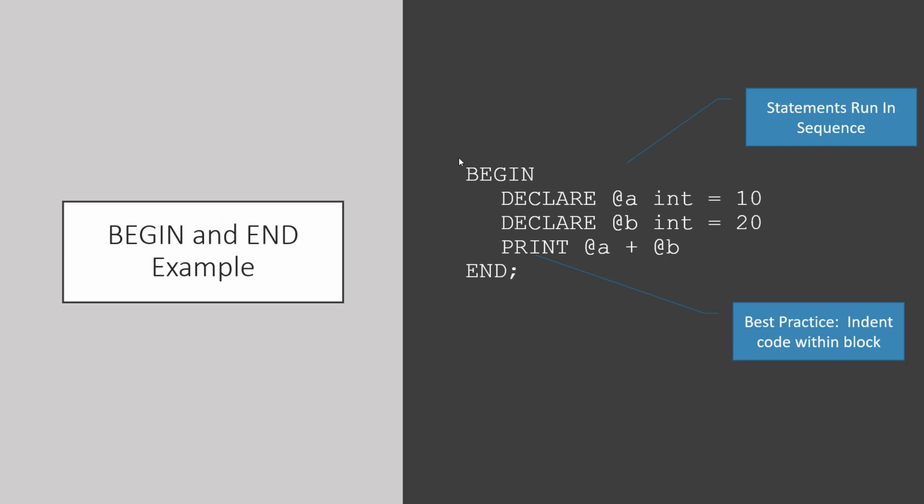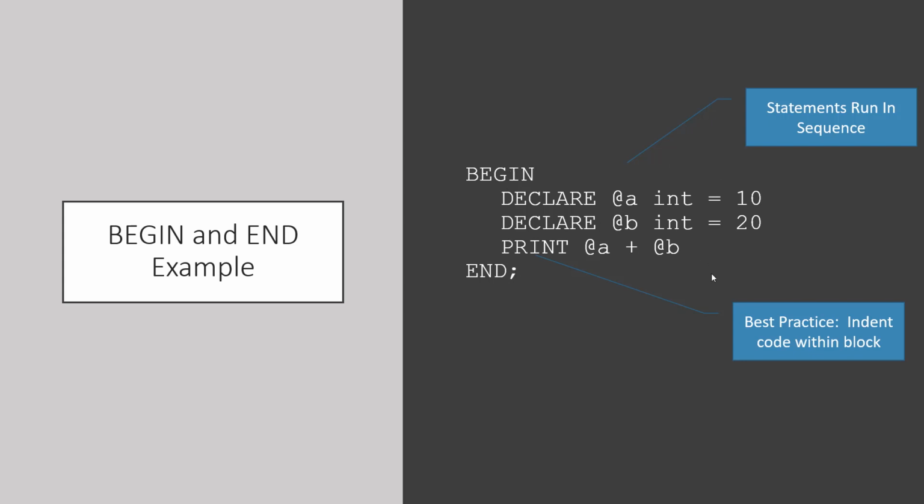For instance, here you'll see an example of some statements where we are declaring two variables that we are then printing. We're declaring A as 10 and B as 20, and we're adding them together. And they're within a code block. There's a beginning of the block with a begin, and there's the end of the block with an end. These statements will run in sequence, starting at the beginning of the begin block all the way to the end.